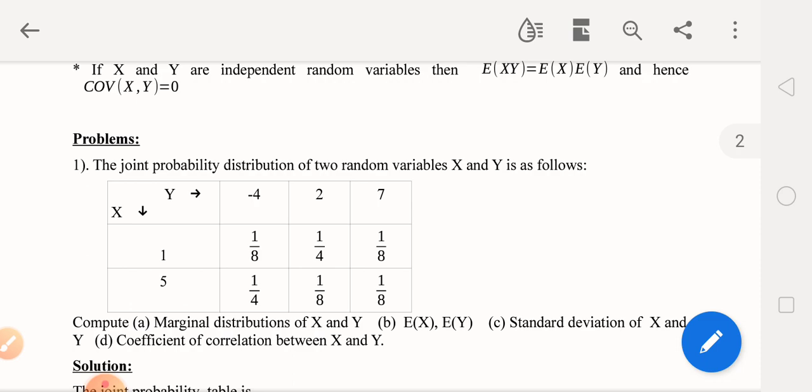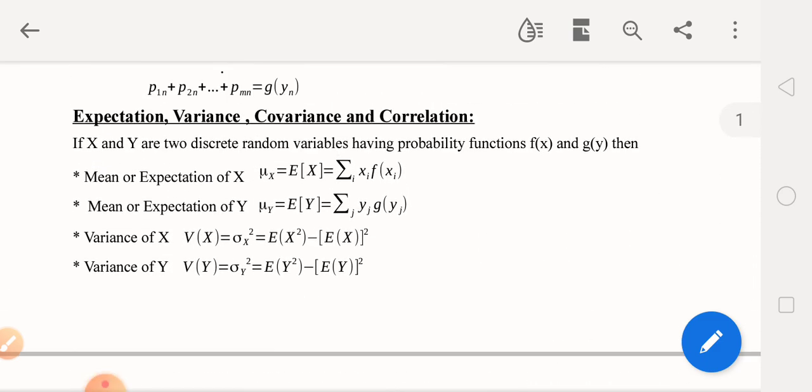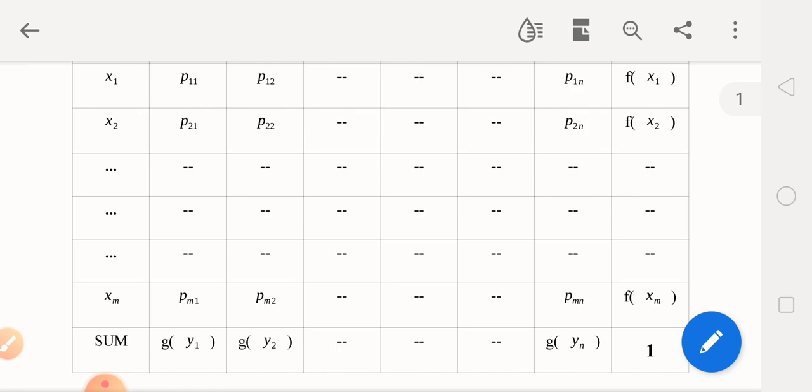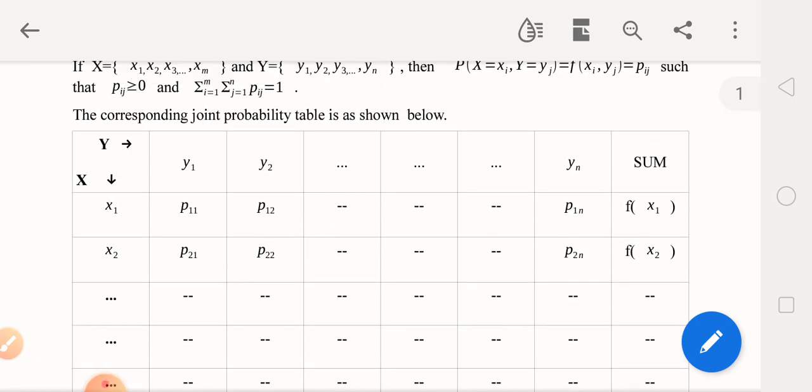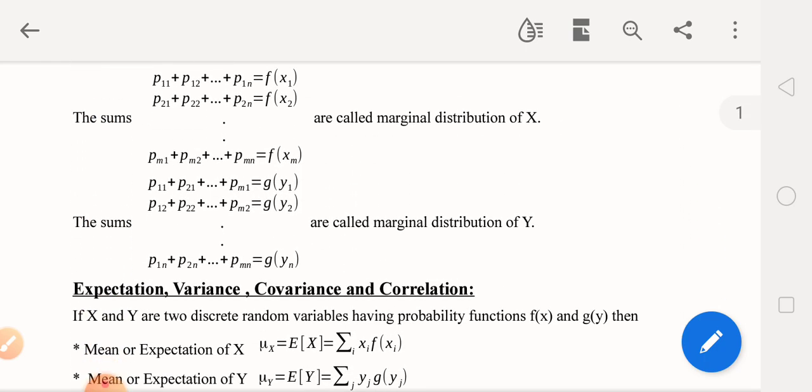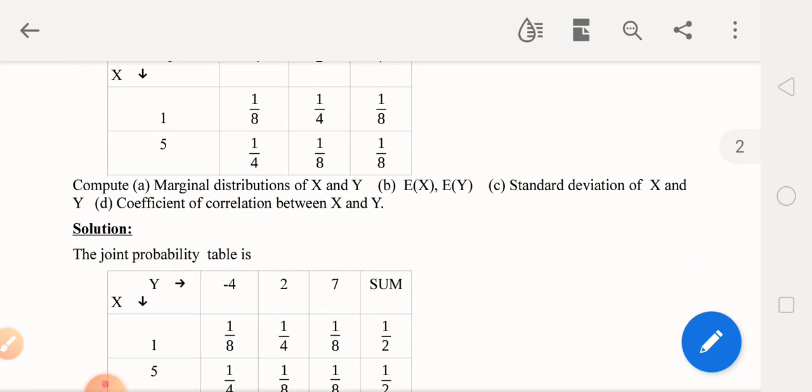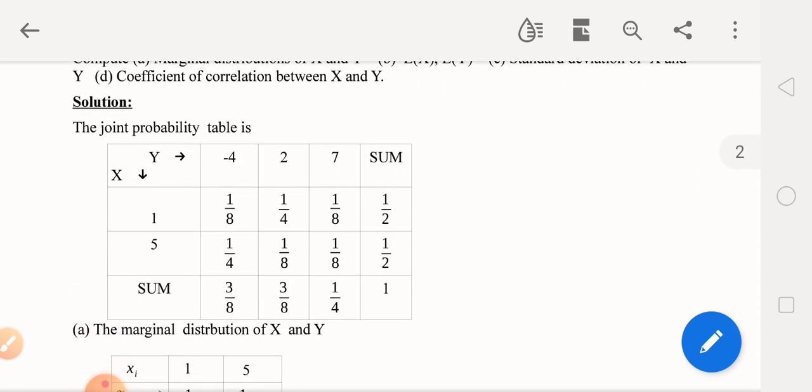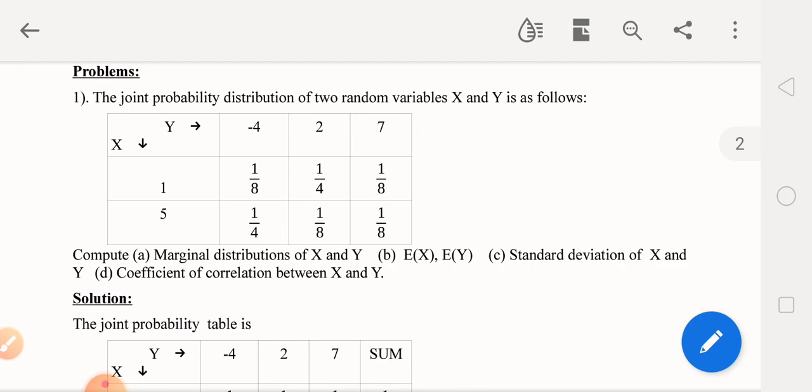Before going to the solution, first we will complete the given joint probability table, because already we have seen that in the joint probability table we have marginal distribution just by summing all the probabilities. So first we will complete the given table. Solution. In the solution, write the same table but add one column and one row in order to get the marginal distributions.